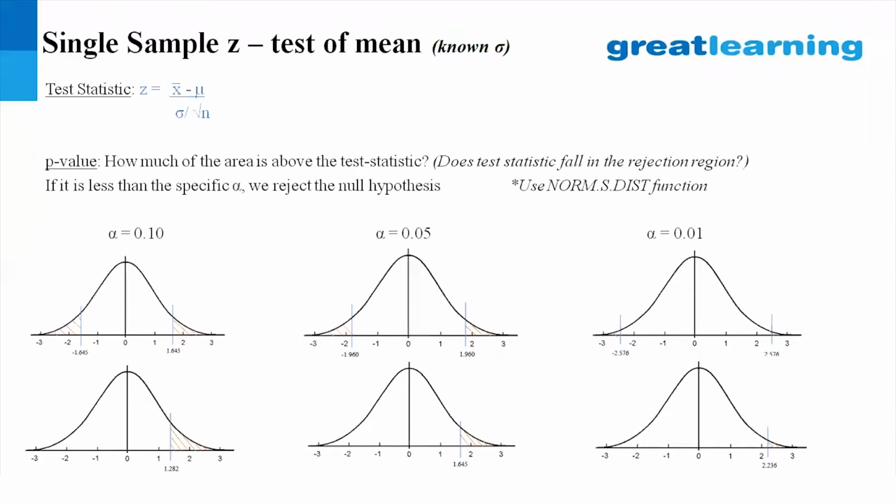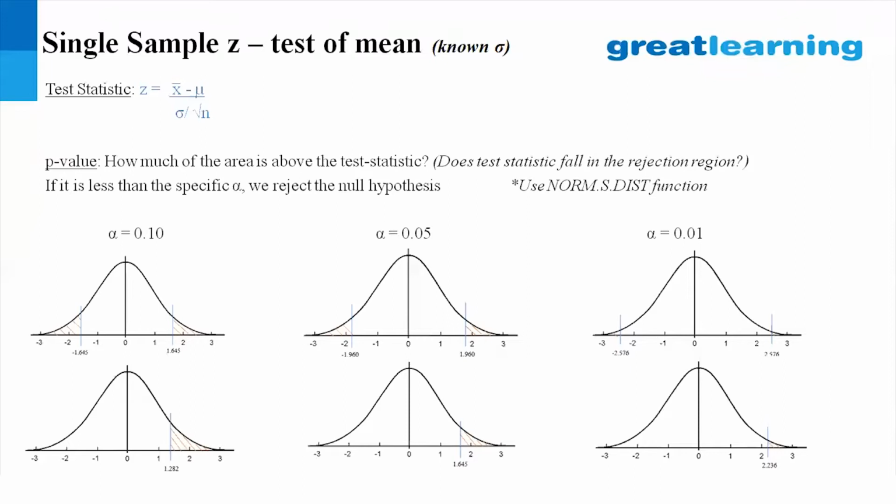So whatever test statistic that you calculate, if the test statistic falls in the shaded region that you see towards the tails, if your test statistic falls in that region, then you reject the null hypothesis.